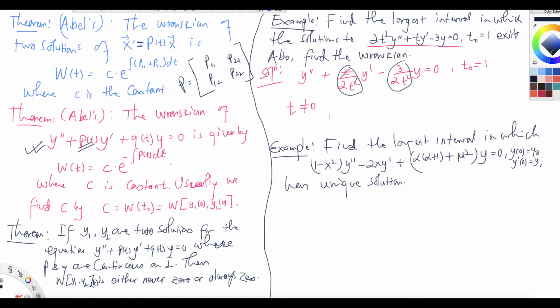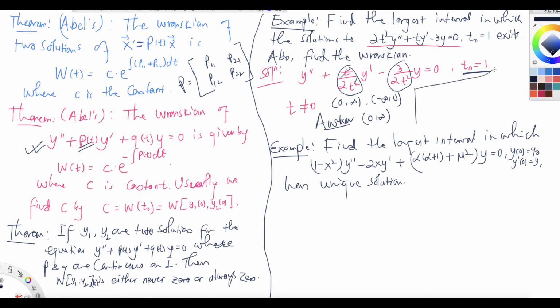So what do you get then? Since the functions p(t) and q(t) are not continuous at 0, the possible interval will be either 0 to infinity or negative infinity to 0. But where does t0 equals 1 belong? It belongs on the positive side. So the answer is 0 to infinity.